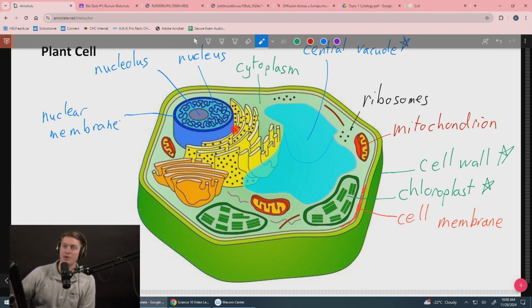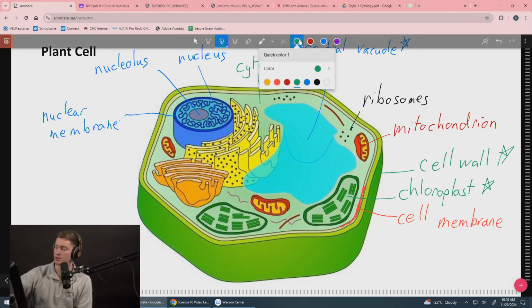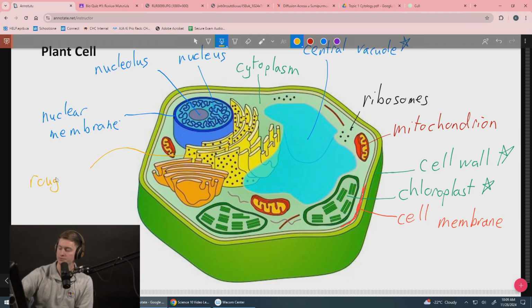Now, in this picture, I want you to think that the yellow one is attached to the nucleus here. So just like how it was attached to the nucleus in the other picture with the animal cell, this is our endoplasmic reticulum. So in yellow, we have our rough endoplasmic reticulum. And that's the section that has all of the ribosomes attached to it. But we also have the smooth endoplasmic reticulum.